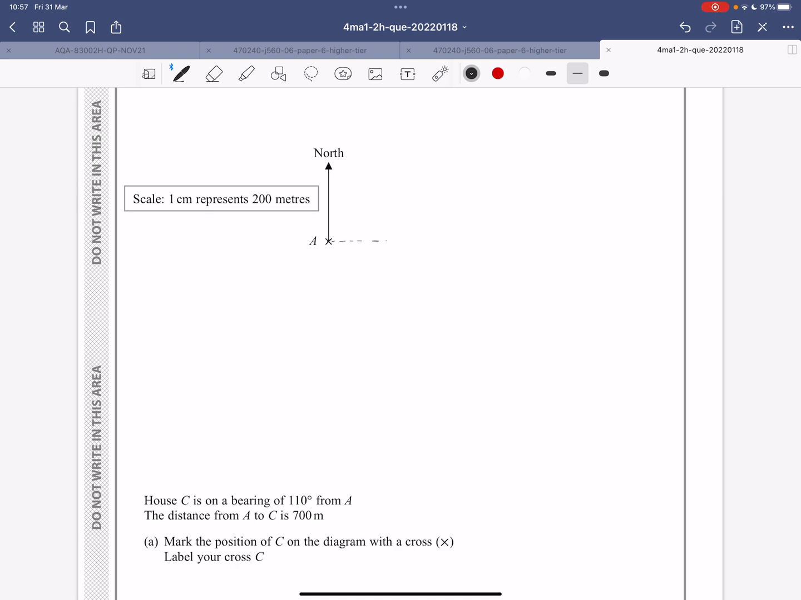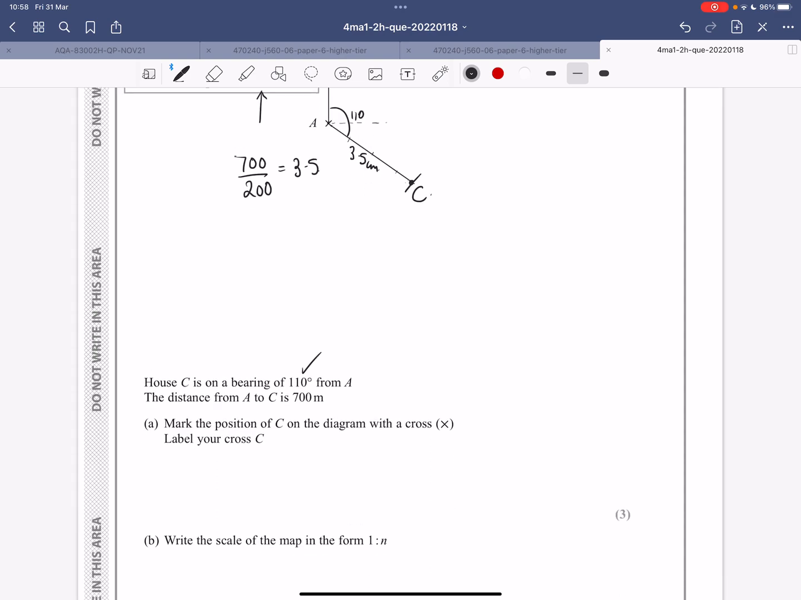Remember, it's 90 degrees, not with a calculator, with a protractor. It's going to be looking like, not as much as that. I haven't got a protractor on my screen here, so that's going to be 110 degrees. And then if A to C is 700 metres, every 200 metres is 1 centimetre, so 700 metres is going to be 3.5 centimetres. So we need to draw a line 3.5 centimetres long. 1, 2, 3.5, yeah, so roughly there. Okay, and mark it with a cross.